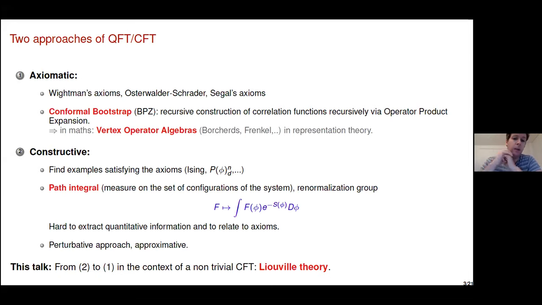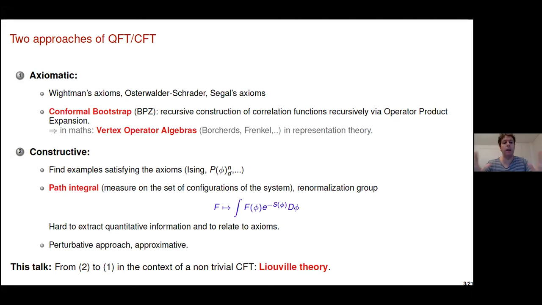We constructed, for one, a family of conformal field theories called Liouville theory. We constructed a path integral and we showed that it matches the construction which is the conformal bootstrap, which was introduced by BPZ, Belavin, Polyakov, Zamolodchikov in 1984.